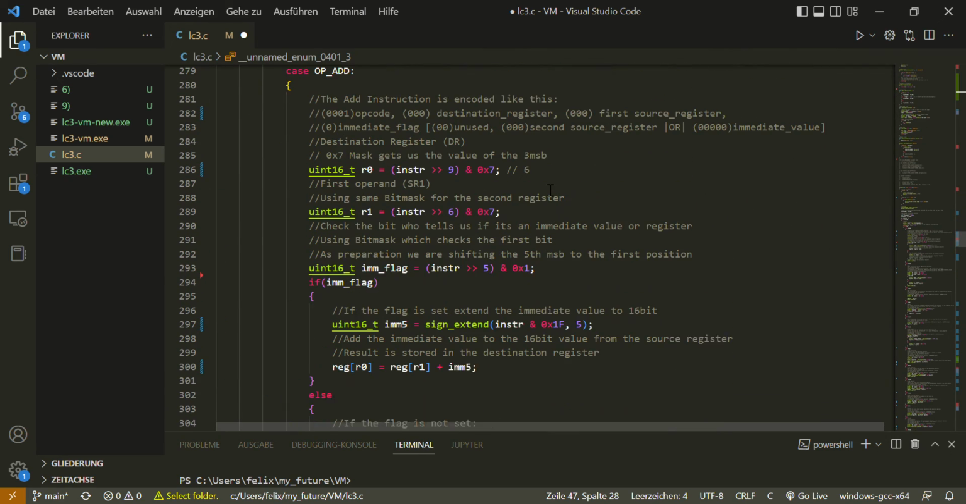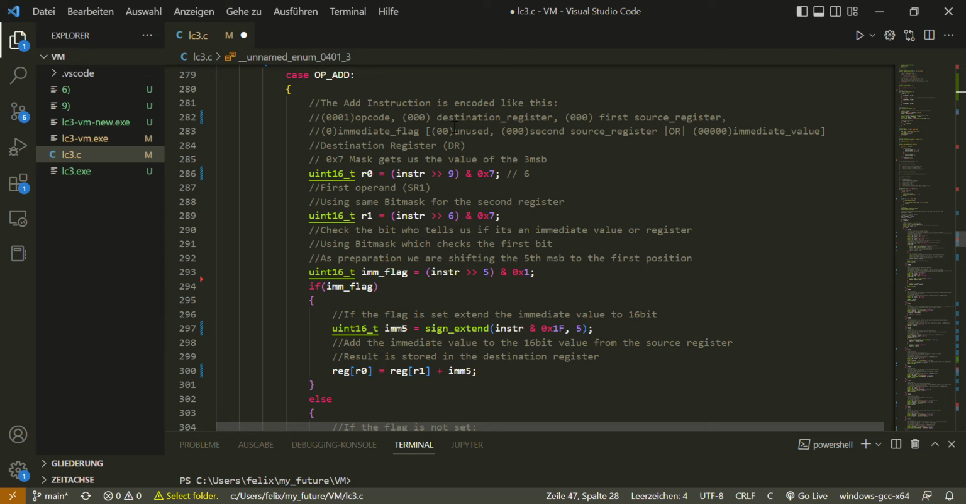So let's go into the next step. This was the destination register. We're doing exactly the same thing for the first source register. And then we have the immediate flag. If the immediate flag is set to 0, we are going to interpret the last 5 bits as mentioned here. These 2 bits are unused, and these 3 bits are indicating the second source register. And if the immediate flag is a 1, we are going to interpret the last 5 bits as an immediate value. So now, what is an immediate value?